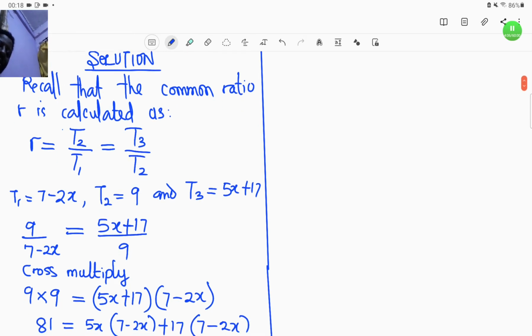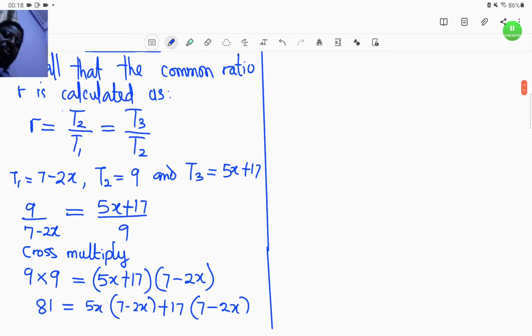Then the next thing to do is open the brackets on the right hand side. We open it by saying 5x times 7 is going to give us 35x. Then 5x times minus 2x. Sorry, 5x times minus 2x gives us minus 10x squared.